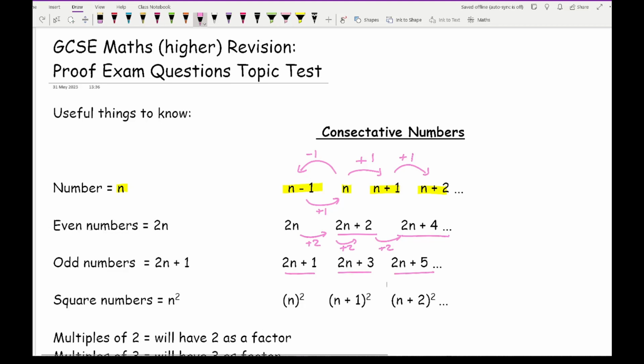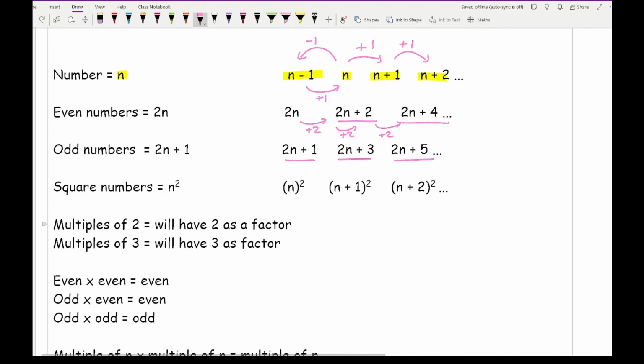Then for square numbers, again, that will be represented with n squared. So then if you're wanting consecutive square numbers, the first one will be n squared, the next one will be (n plus 1) squared, and the next number would be (n plus 2) squared. For multiples of 2, well, any multiple of 2 is going to have 2 as a factor. And any multiple of 3 would have 3 as a factor, and again any multiple of 5 would have 5 as a factor, etc.